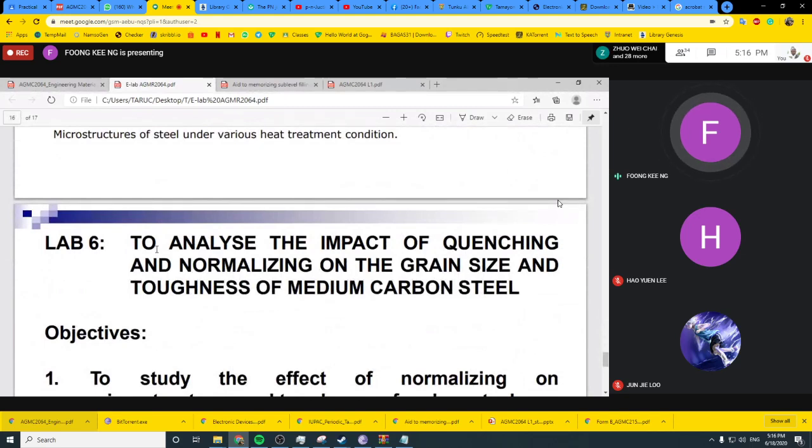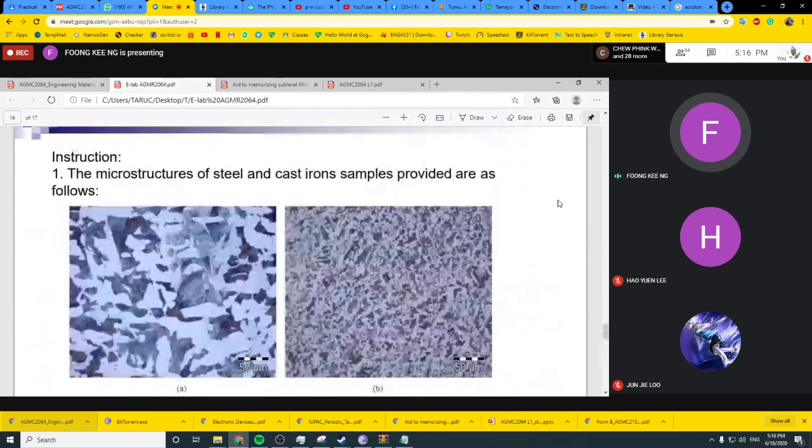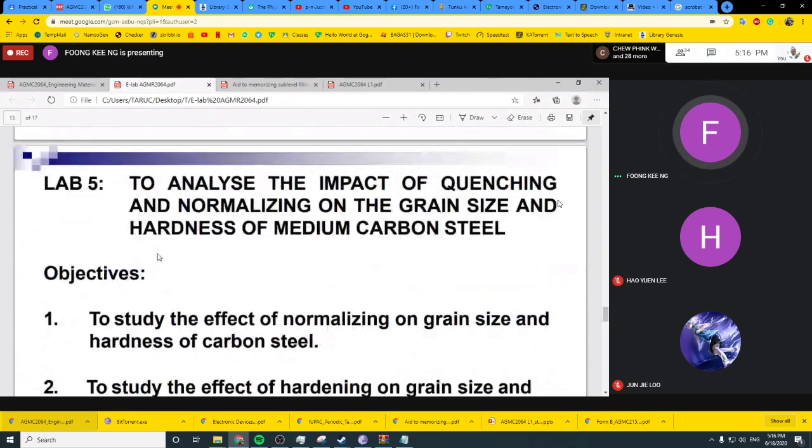So you will all together need to submit only 5 reports, but you will do 6 experiments, because for experiments 5 and 6, the report will be merged together. Is that clear? So we are doing heat treatment. Basically, same sample of medium carbon steel, I will subject it to a cooling rate of a different speed, which is what we call quenching.